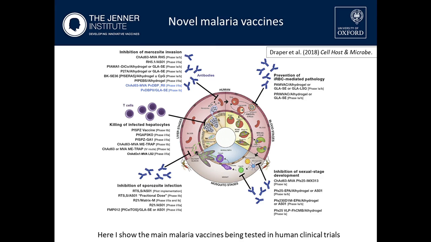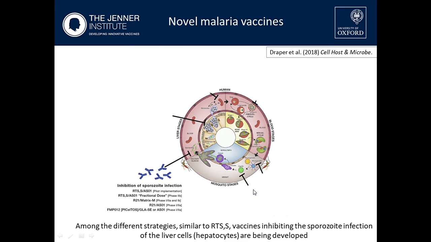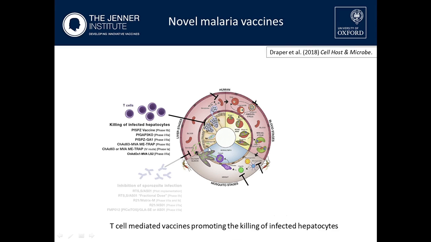So here I show a list of them that tackle different stages, and I will explain them briefly in a second. The first of these strategies is similar to the vaccine RTS,S that I just explained. They inhibit the sporozoites from infecting the hepatocytes in the liver. Another strategy to develop vaccines mediates T cells in order to kill the infected hepatocytes. And you have these different vaccines that aim to do that.